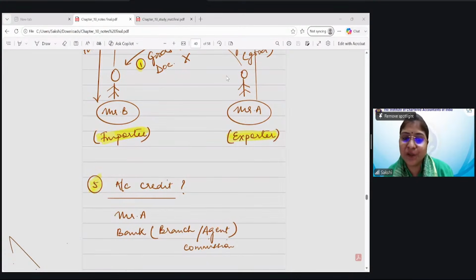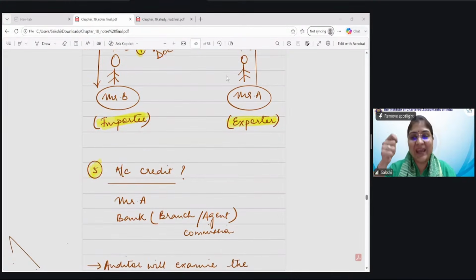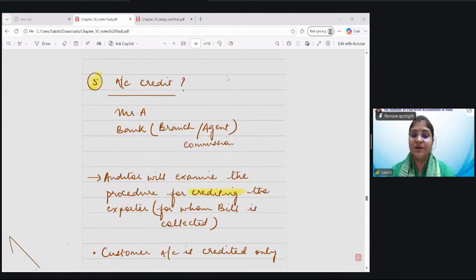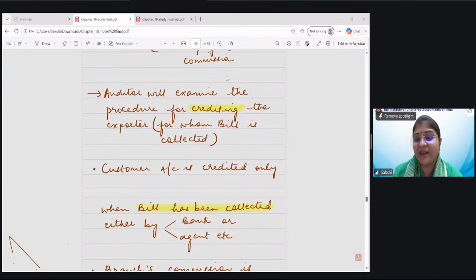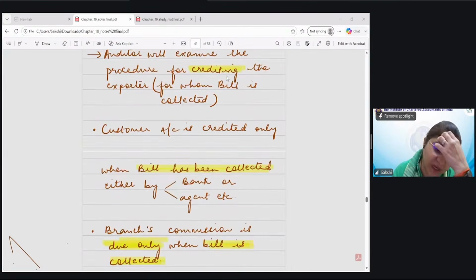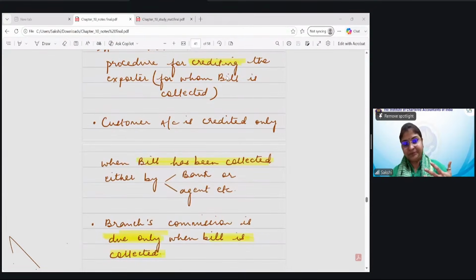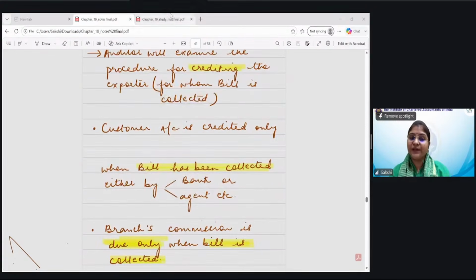So as an auditor, you have to see whether Mr. A's account is credited with that money, and whether commission has been credited to that branch or agent's account. You will examine the procedure for crediting the exporter for whom the bill is collected, and the customer account is credited only when the bill has been collected either by the bank or the agent. Branch commission is due only when the bill is collected. Is this story clear to all of you?